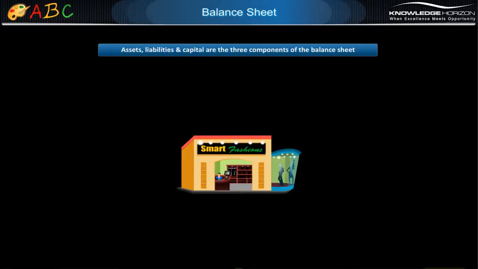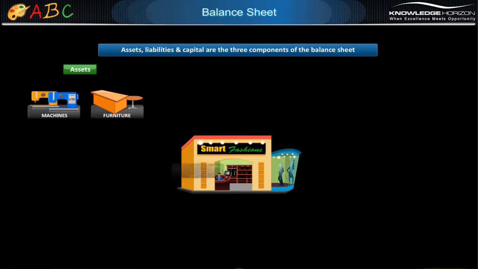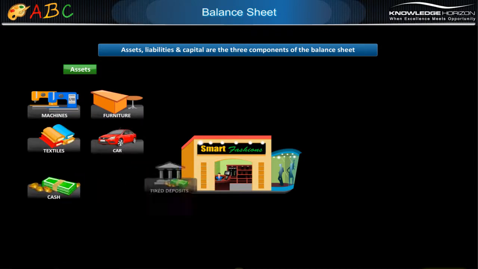Assets, liabilities, and capital are the 3 components of the balance sheet. The possessions of the firm which result in future economic benefit are assets. For example, the machines, furniture, textiles, car, cash, and fixed deposits possessed by Smart Fashions are all assets.